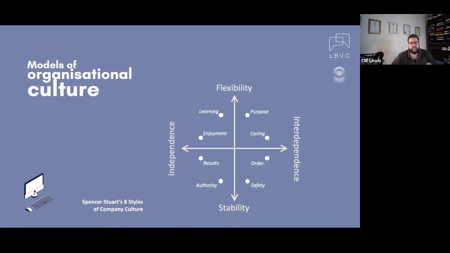And if you have high flexibility and high interdependence, but a higher emphasis on the collaboration between people and working together, then you would have more of a caring organizational culture, or should work towards building one that would be more in line with your business environment. And again, each of these 8 different styles of company culture has different facets to it, and would require different types of interventions should you want to develop that.